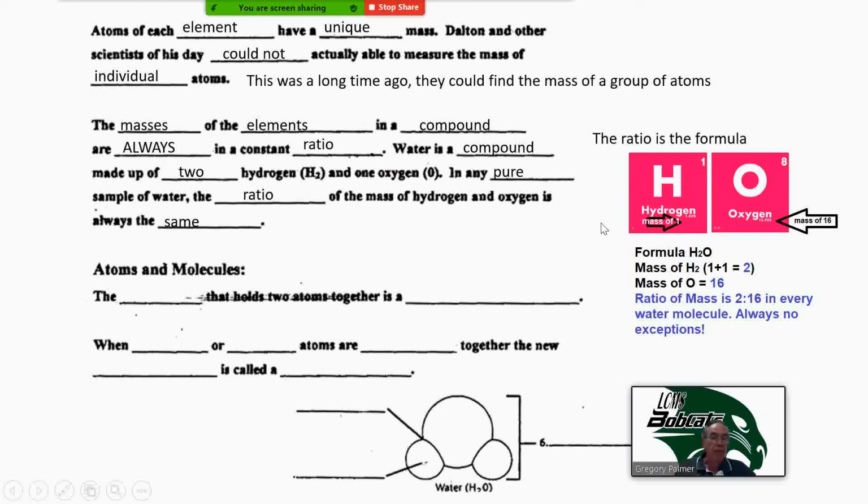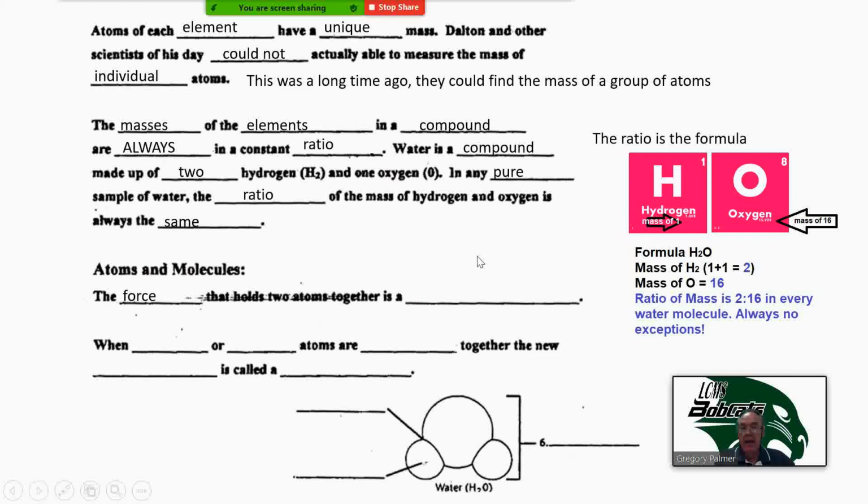So since the ratio is the formula, if you take the masses of the atoms in the formula, the mass is always going to be in a ratio. Now, you don't need to be able to do this, but I just wanted to explain what this means. So here's the formula, H2O. The mass of 2 hydrogens is 1 plus 1, which is 2. And it tells us here on the periodic table, the mass of hydrogen is 1.00. Okay. And then the mass of oxygen is 15. We're just going to round this up to 16. So we only have 1 oxygen, so its mass is 16. And the 2 hydrogens, their masses are 2. 1 plus 1 because there's 2 of them. So the ratio of the mass is always 2 to 16 in every water molecule, always, no exceptions.